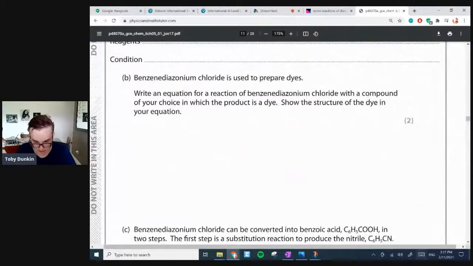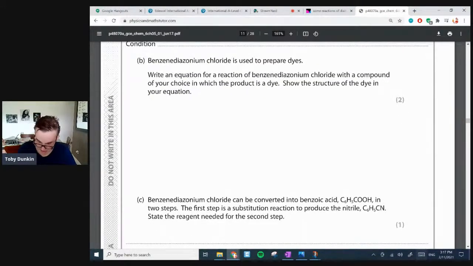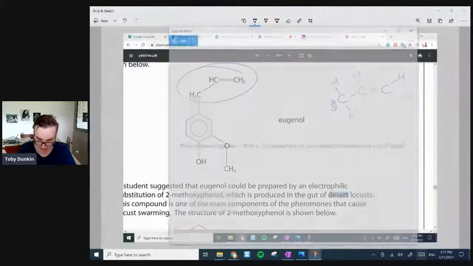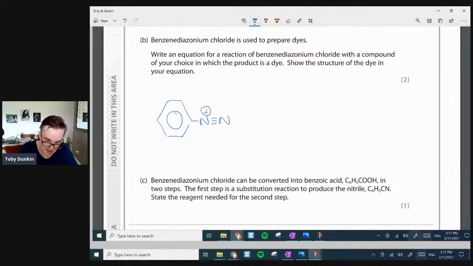The diazonium ion is used to prepare dyes. Write an equation for a benzene compound of your choice in which the product is a dye. Show the structure of the dye in your equation. Right, we're just going to do this with phenol. So we're taking the diazonium ion, a balanced equation, C6H5N2 plus. We're going to then draw, does it say write an equation? Plus phenol. Whoa, that was a terrible benzene ring. That was impressive. I'm usually better than that. There you go, plus phenol.